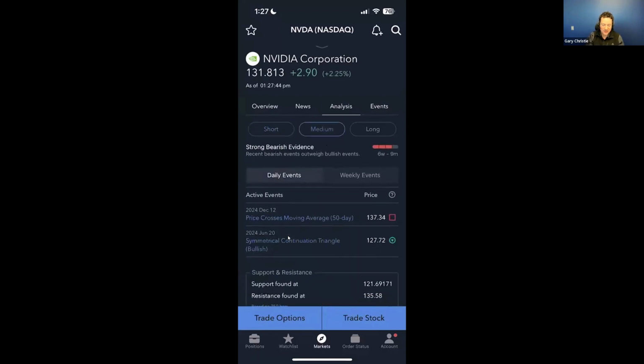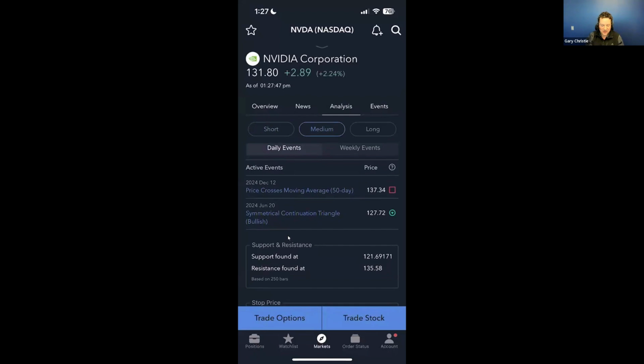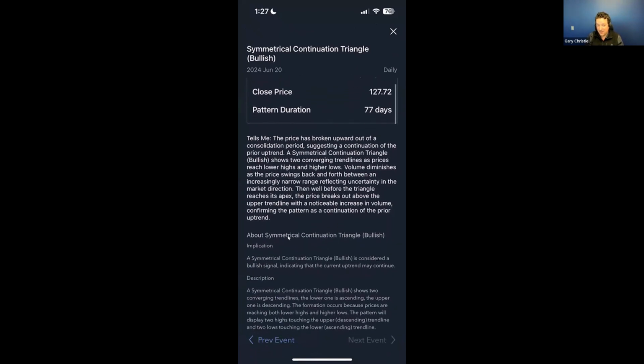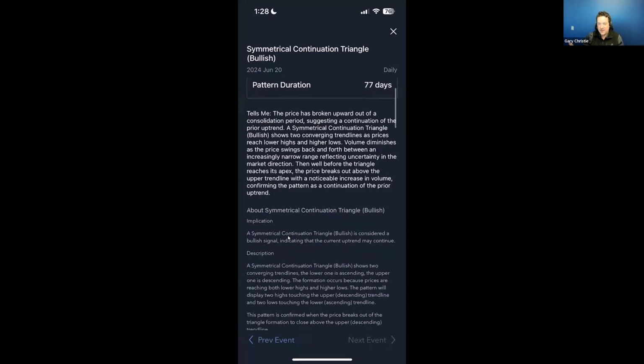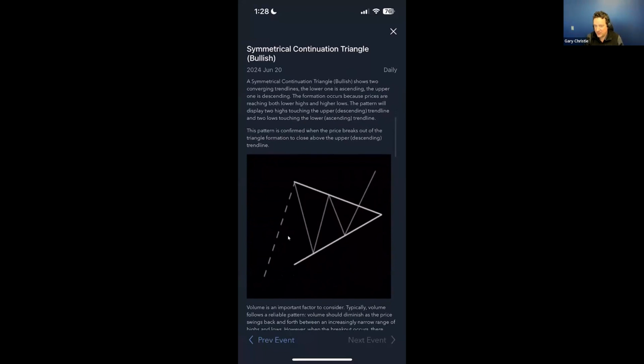I can go ahead and change the time frame to medium. We can see it's pretty mixed, but we have a nice symmetrical continuation triangle. If I click on that, we can see the pattern, the closing price when it took place, and some education of what a symmetrical continuation triangle is. It's a bullish pattern coming from a prior uptrend. It's consolidated and now breaking out even higher. So that's something to be considered. Here's a nice little sketch and education of what that should look like.